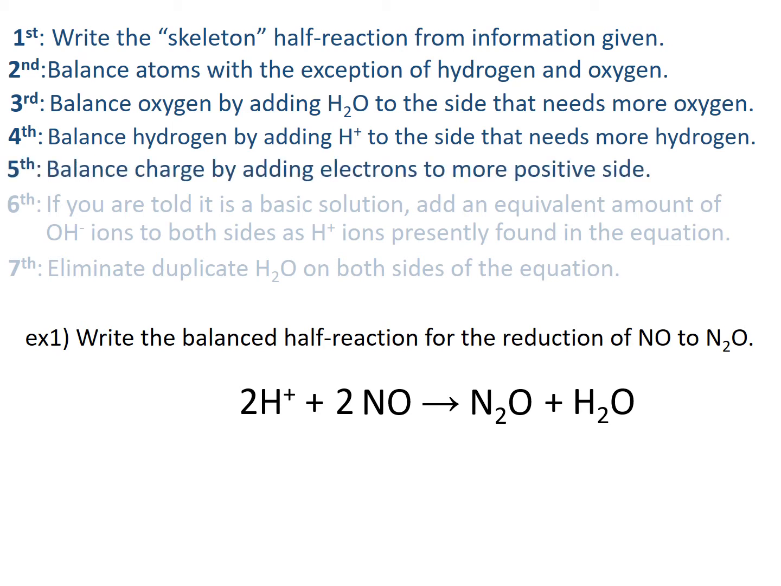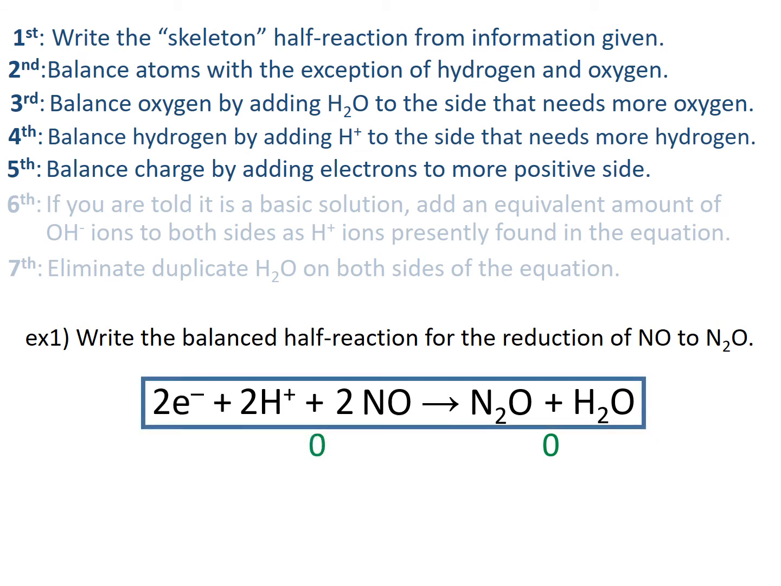Balance charge by adding electrons to the more positive side. On the left-hand side, I have 2 H pluses, which give me a +2 charge on the left. On the right-hand side, nothing has a charge, so there's a charge of 0 on the right-hand side. So I add electrons to the side that's more positive. I will add 2 electrons to the left to bring its charge then to 0, so it will match the charge on the right-hand side. And that's my balanced half reaction because it didn't tell me to continue on to basic. So, complete.